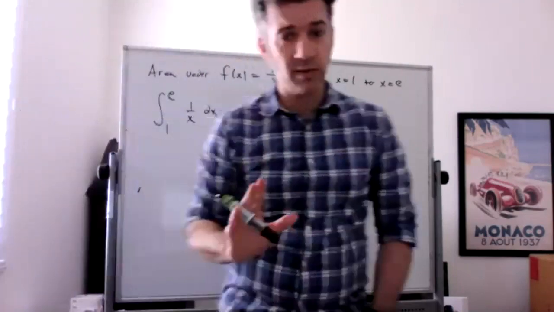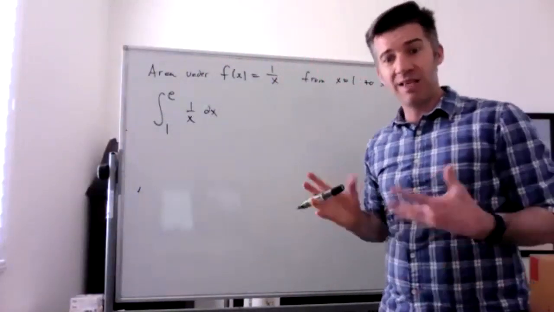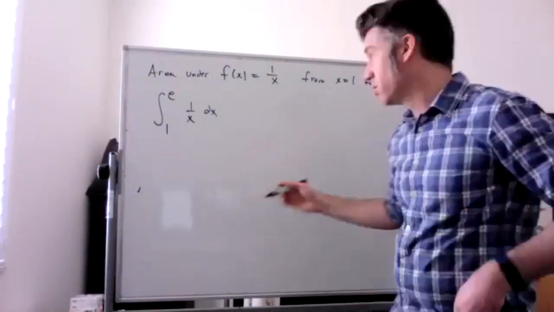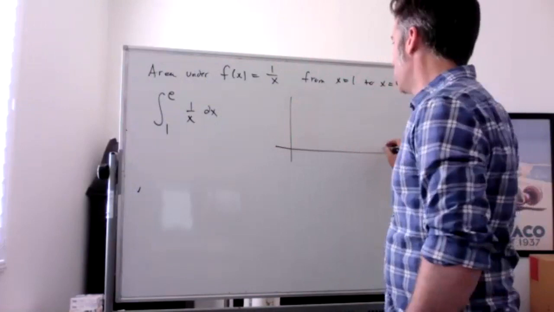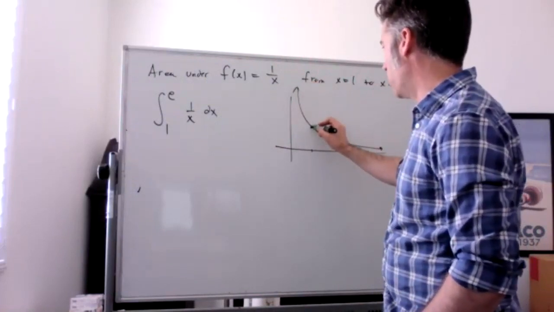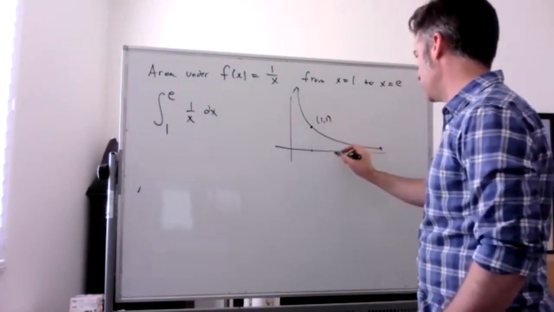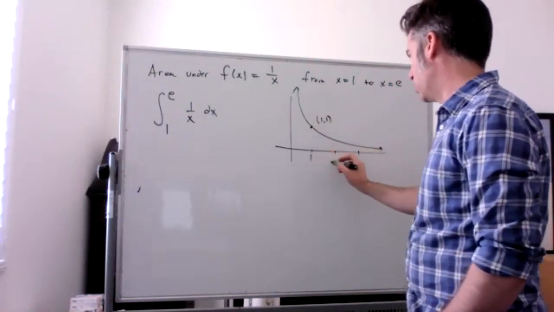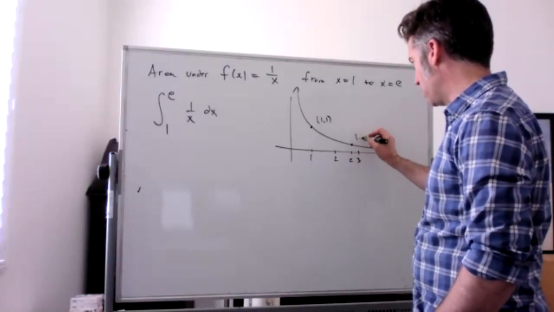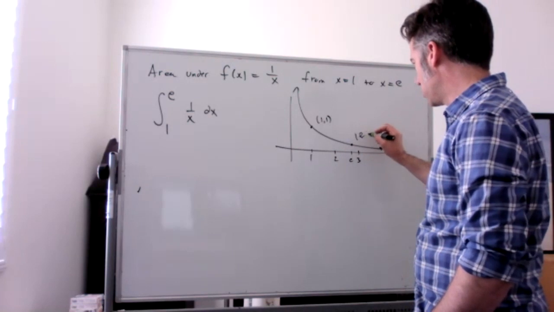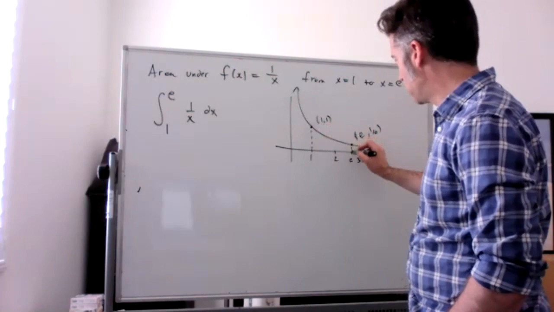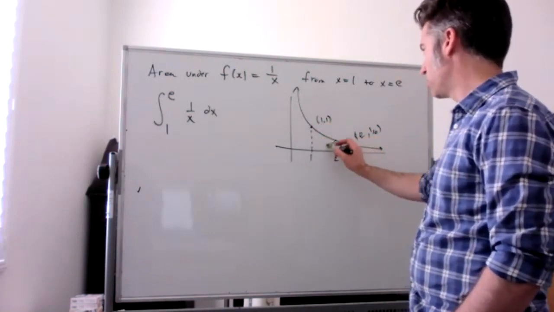But I think it's worthwhile to draw a picture just so that we're really making the connection between what they're asking us to do and what it's representing graphically. So here's the function 1 over x. At 1, it's equal to 1. And at e, there's 1, there's 2, there's 3, there's e. At e, it's equal to 1 over e. So we are finding the area of this region here.